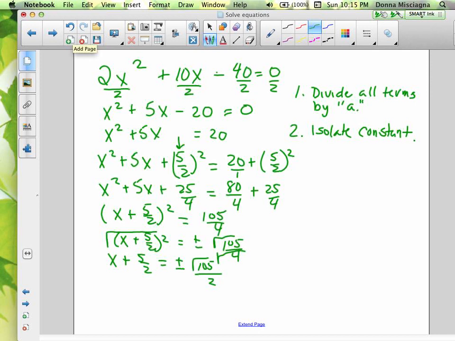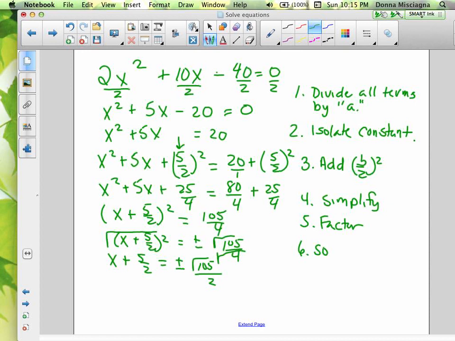So now we would, oh, I forgot to keep writing my steps in. So we added b divided by 2 squared, and then we simplified, and then we factored, and then we solve using square root property. And then finally, isolate variable. Got to write on the other side.